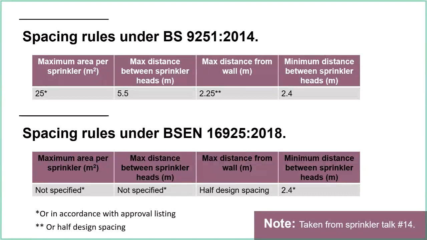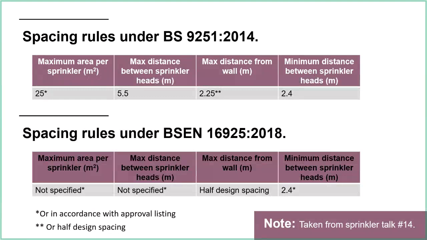Maximum distance between sprinkler heads is 5.5, but the maximum distance to the wall is 2.25. So we've got to bear that in mind. Minimum distance between sprinkler heads is 2.4. So the heads aren't allowed to be any closer than 2.4. They're not allowed to be any further apart than 5.5. The asterisks there are just to point out that you do need to check the exact sprinkler head that you are using, because those figures may overrule what it says in the standard.